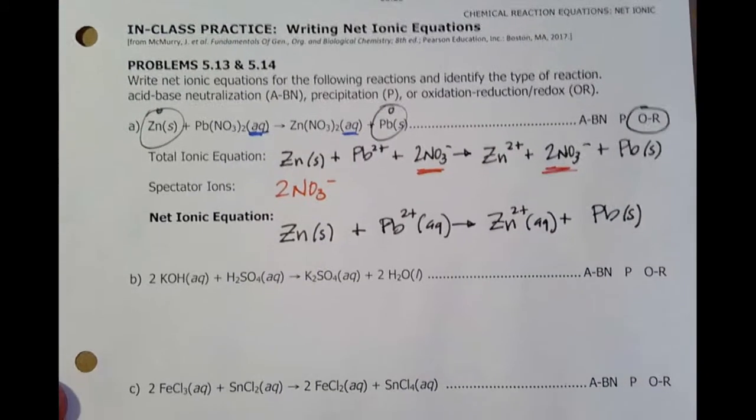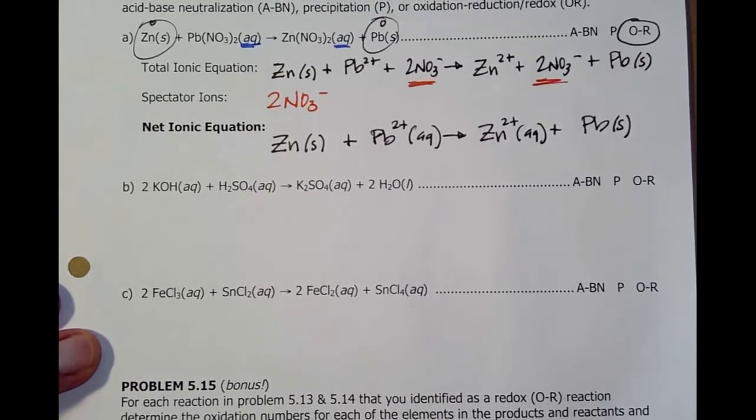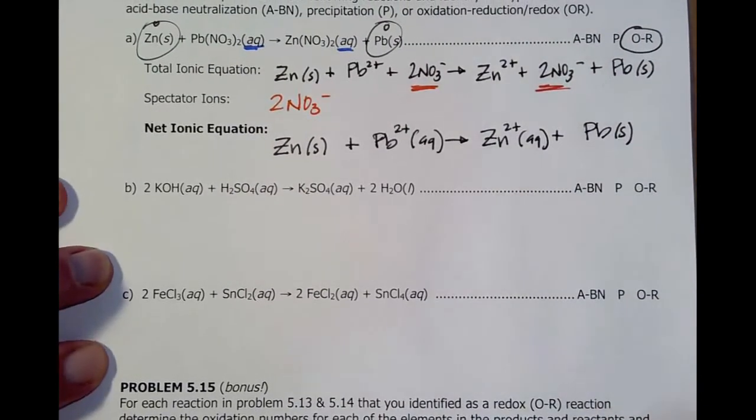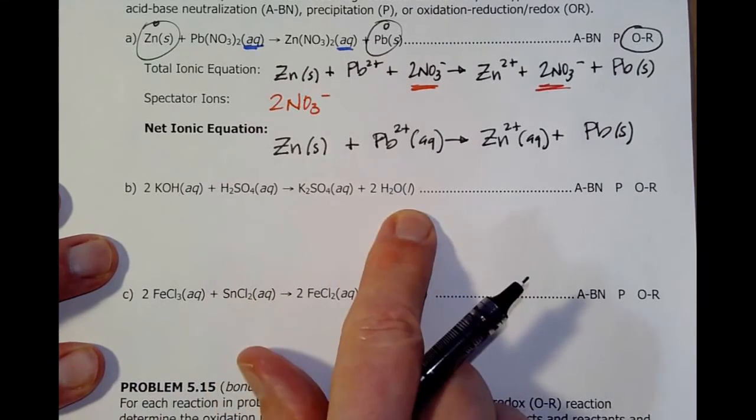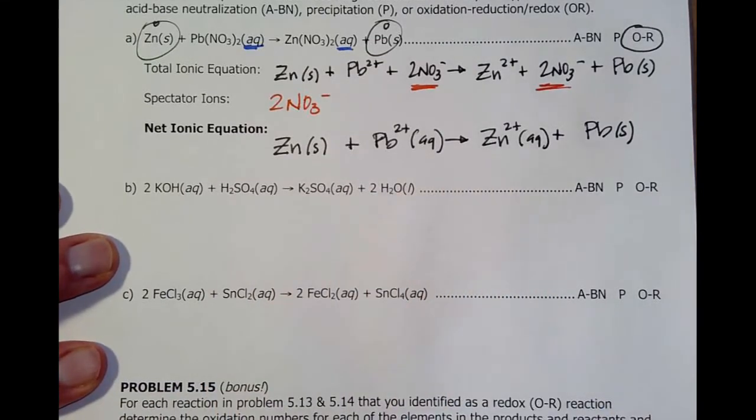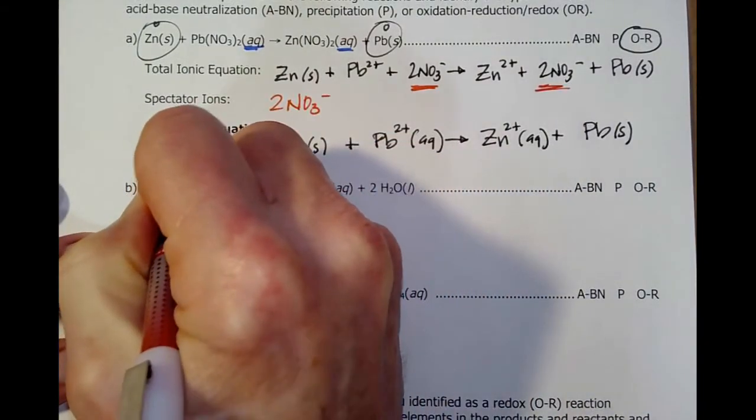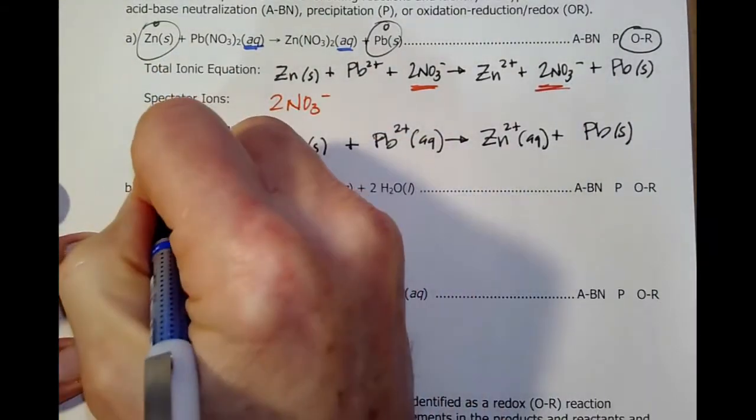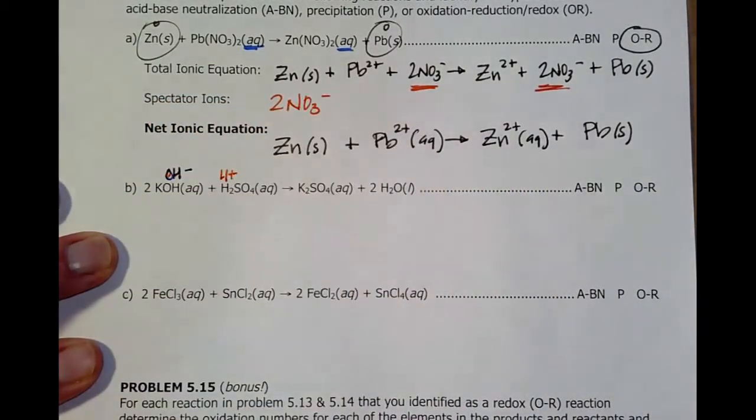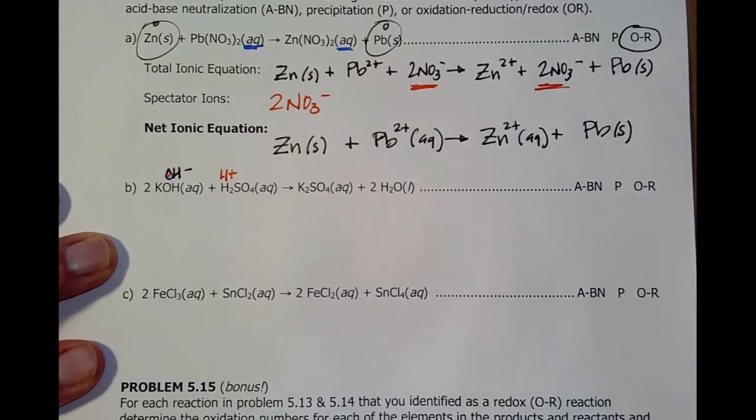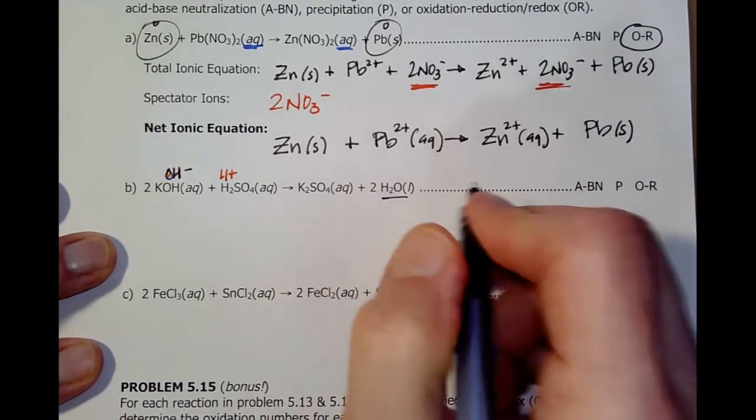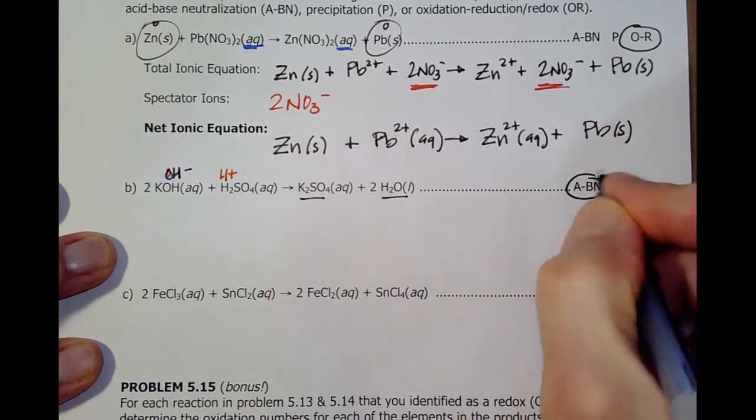All right. B. I'll leave that one up there for reference. Aqueous, liquid. It's not precipitation. But I do notice, oh, wait a minute, that looks like H plus. That looks like, oh, I'll do that one in blue. Dang it. Hydroxide. This certainly looks like an acid-base reaction. There's water. There's an ionic compound. Acid-base neutralization.